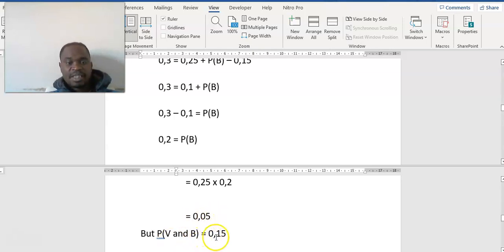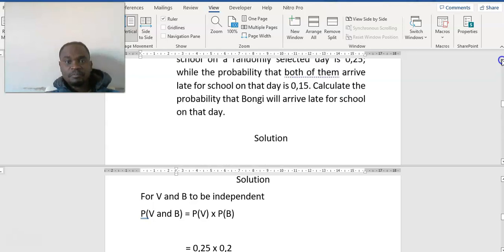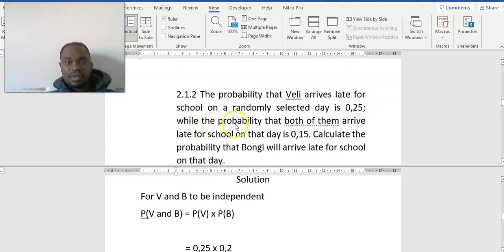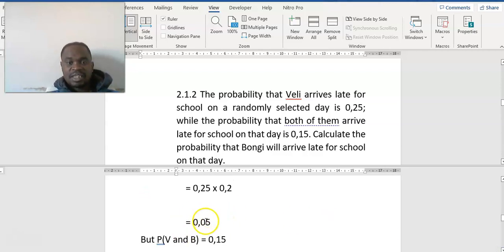Is it the same as the one given earlier, the probability that Verley will arrive late and Bongani will arrive late? It was given in the question that the probability that both of them arrive late for school on that day is 0.15. So you see that when we calculated it, it was 0.05, and the one given to us in the question is 0.15.